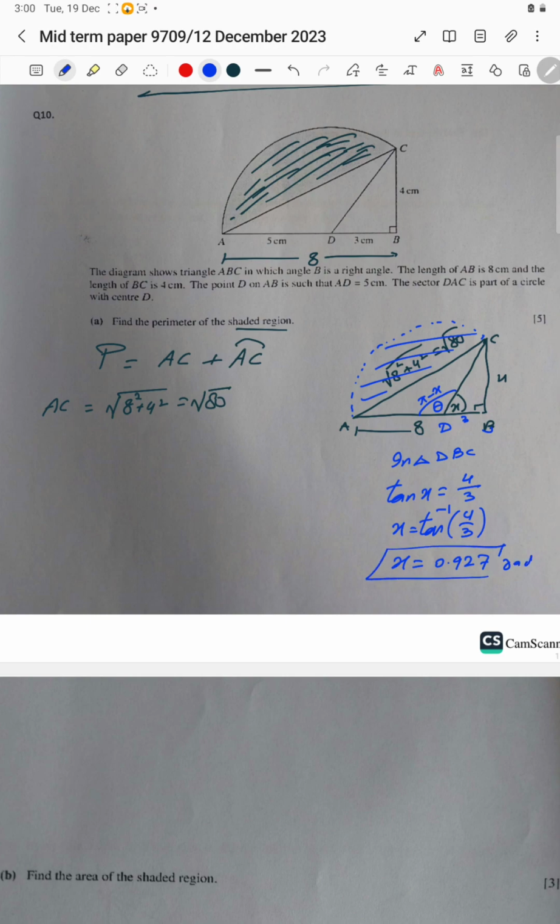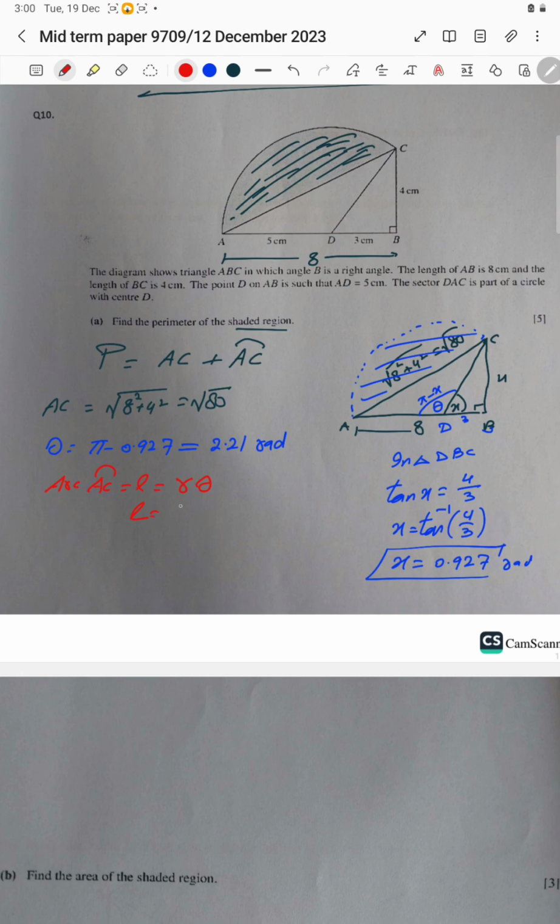So what comes theta then? Then theta will be pi minus 0.927, that comes to be 2.21 radian. So I got the value of theta. Now it's so simple that arc AC will be arc length. We know the formula, r times theta.